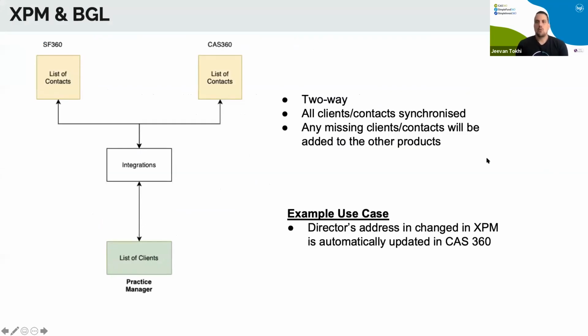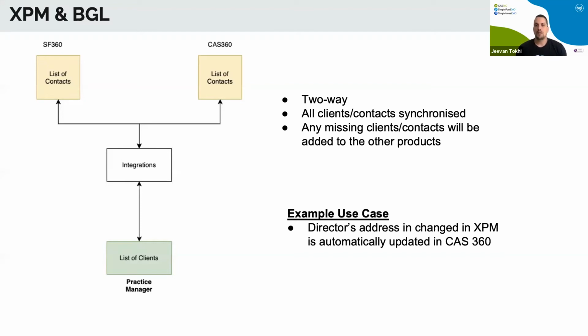So what I'll take you through now is the current integration between BGL and XPM. Currently, the way the integration works, it'll grab the list of all the clients that you have within XPM. It'll then sync between all the contacts that you have in CAS 360, Simple Fund 360, or both products, if you have both and are looking to integrate both together.